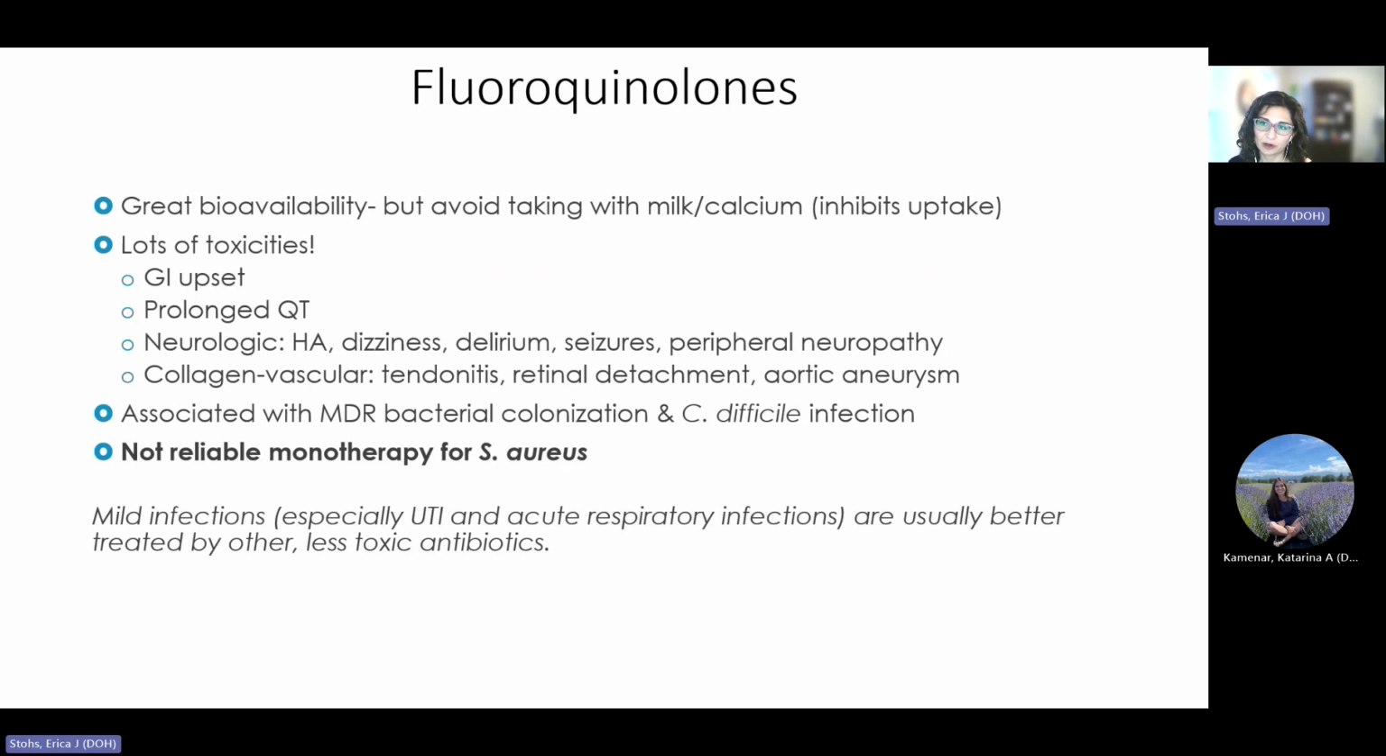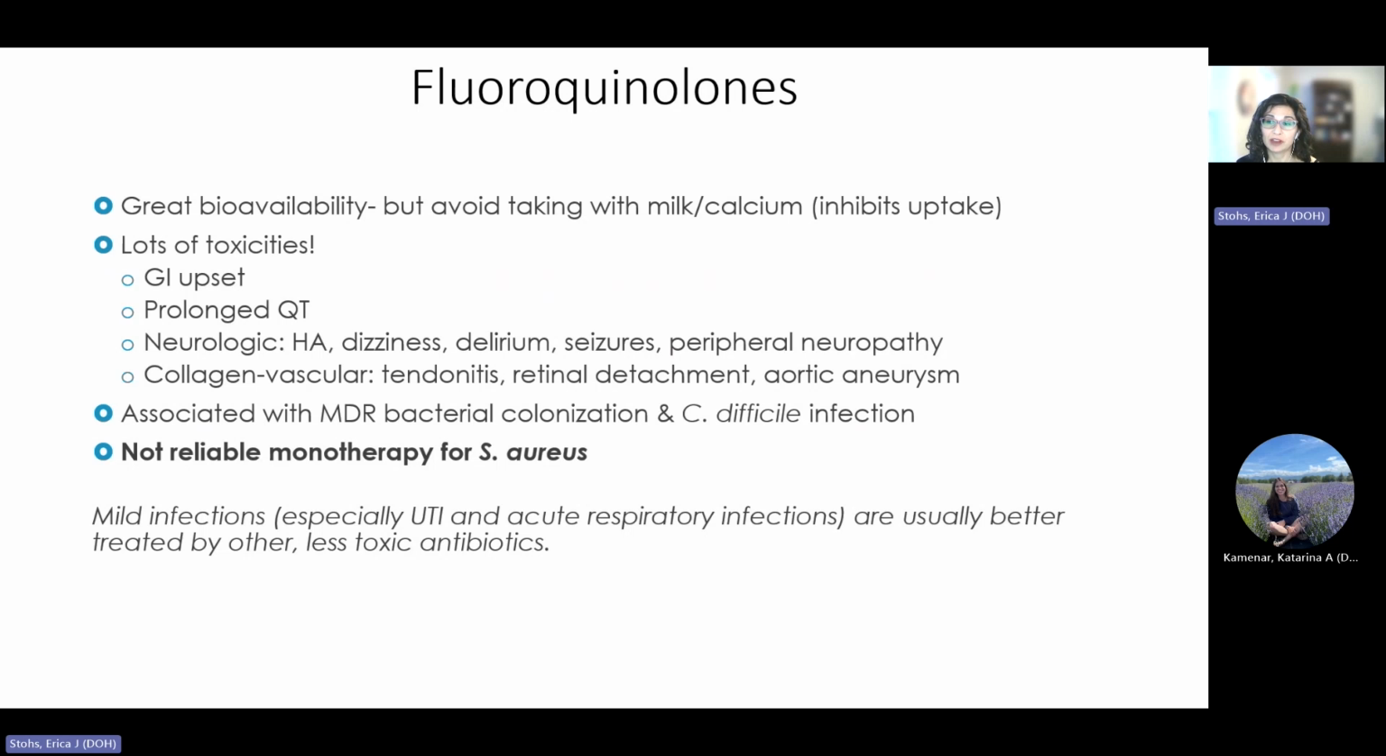But the big downside about fluoroquinolones is all the toxicities that can be associated. Anywhere from GI upset to prolonged QT, which is a certain interval on an EKG. So people who are on a lot of heart medications are people you need to worry about and think about checking the EKG. There's a lot of neurologic side effects that need to be considered, listed here. Also, there's collagen vascular disruption that has been associated. So we have to warn people about tendinitis, retinal detachment, and now there's an association with aortic aneurysm. So we try to avoid these when we can.